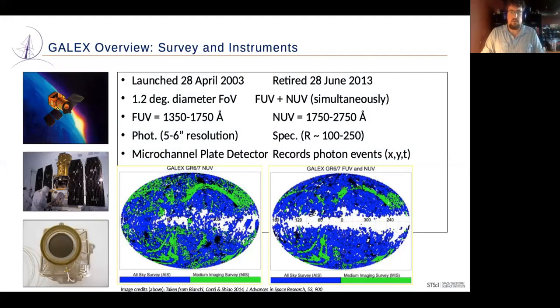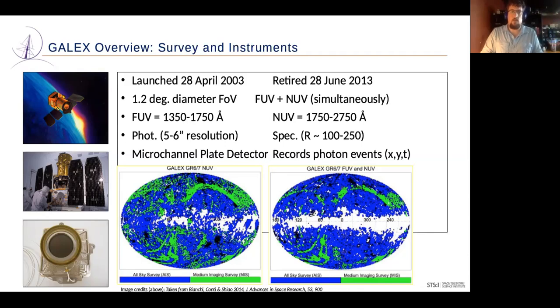The detectors were microchannel plate detectors, which record the position and time information of every photon event. As a photon arrives, we call them photon events, it hits the detector, the charge multiplier plate, which creates a cascade of electrons, and then a grid of wires reads out the differential time of arrival, which gives you the X and Y position as well as the actual time of the photon arriving.